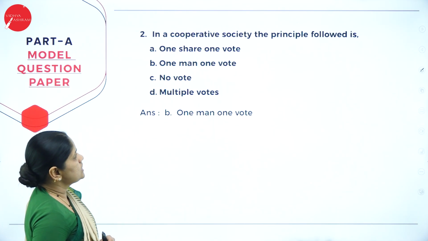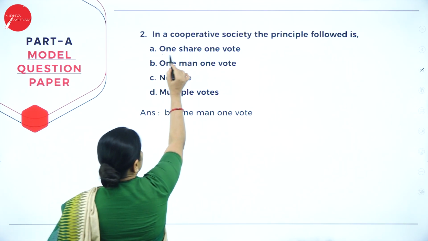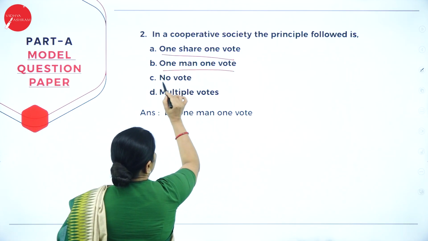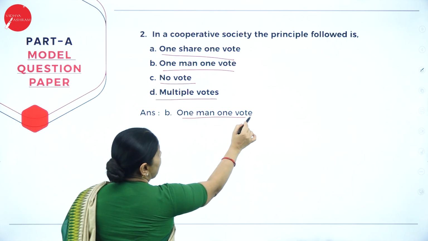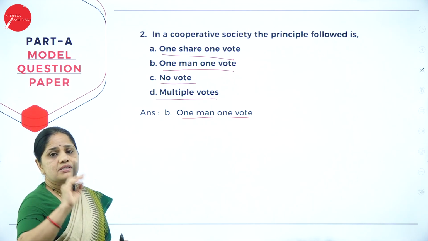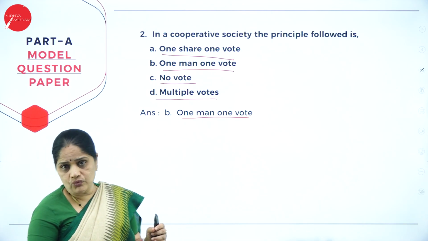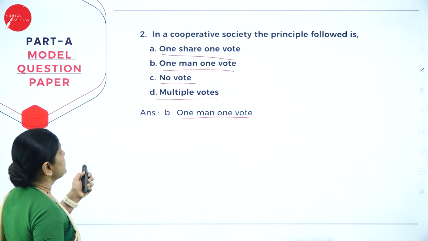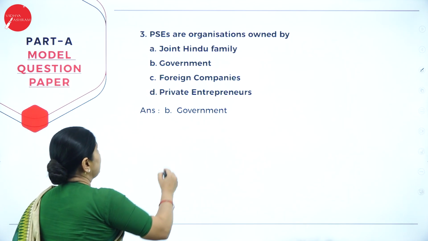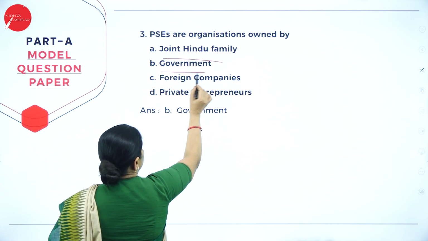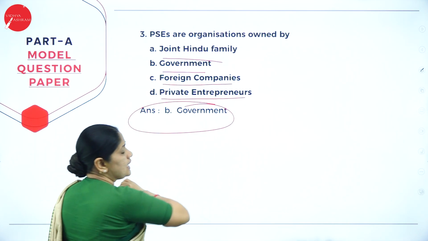Then in the second question, in cooperative society the principle followed is one share, one vote, one man, one vote, no vote, multiple vote. The answer is one man, one vote. No matter, one person, even though he holds all the shares, he will be getting only one vote in case of a cooperative society. Then third one, PSEs are organizations owned by joint Hindu family, government, foreign companies, private enterprises. The answer is the government.